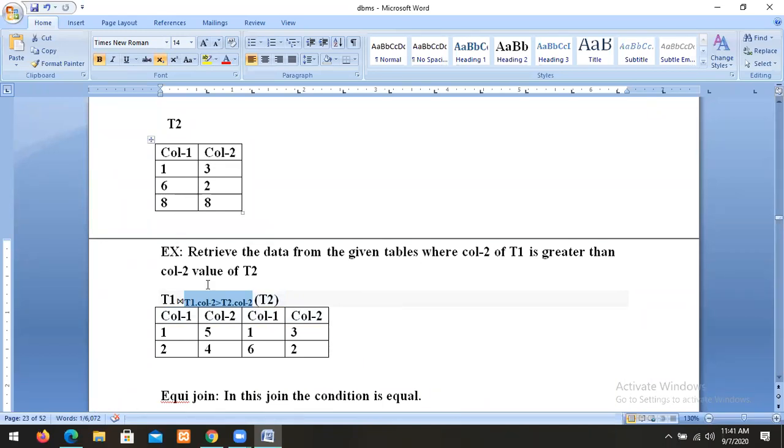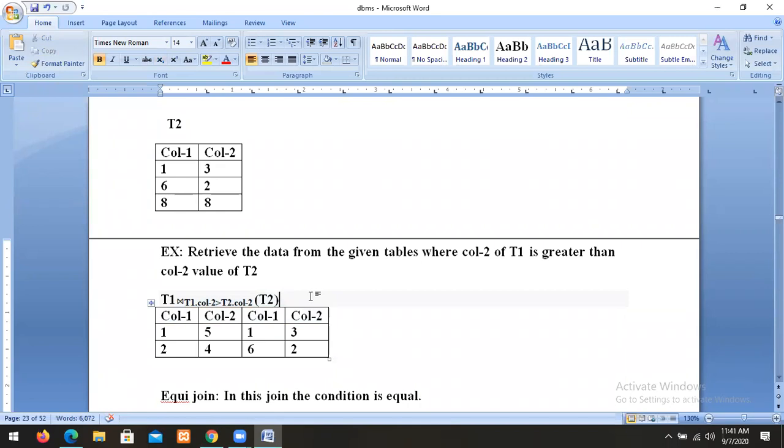This is the theta join. So what is theta join? First of all, it is an inner join. Theta join, equijoin, and natural join, these three are called inner joins.